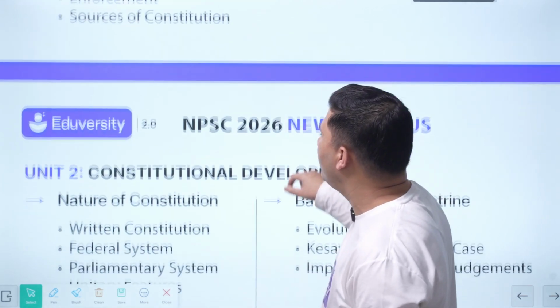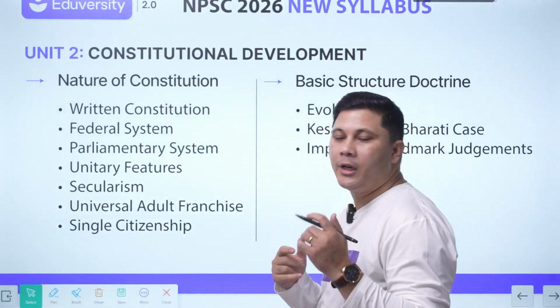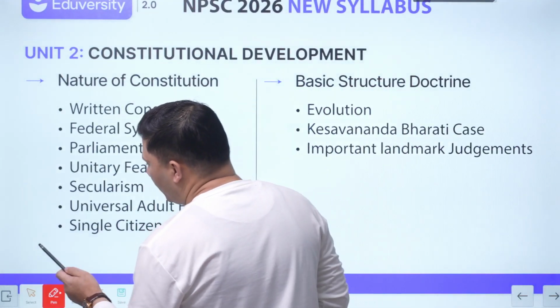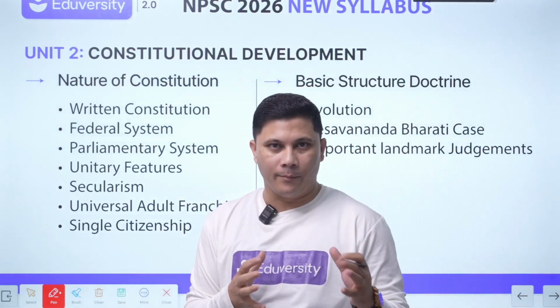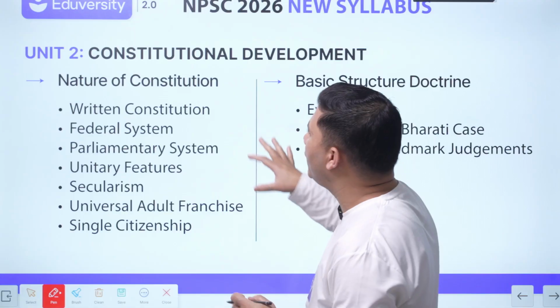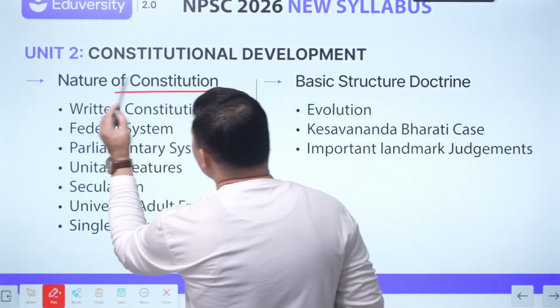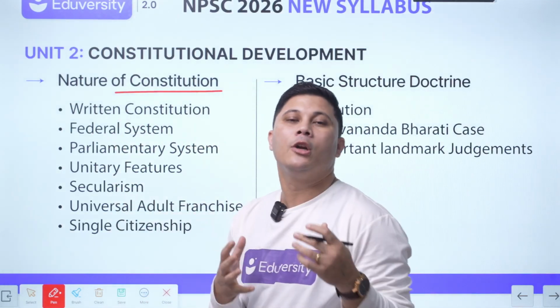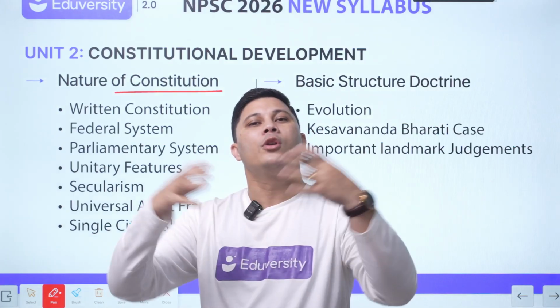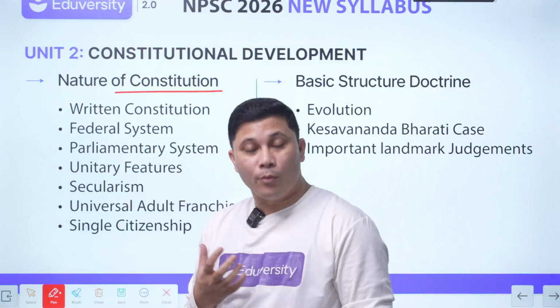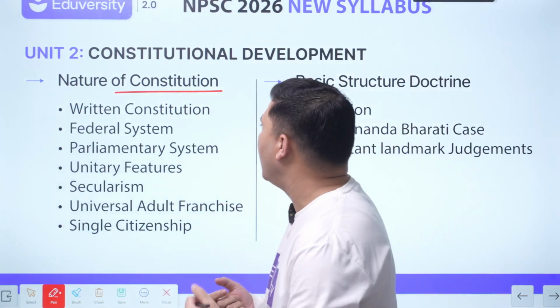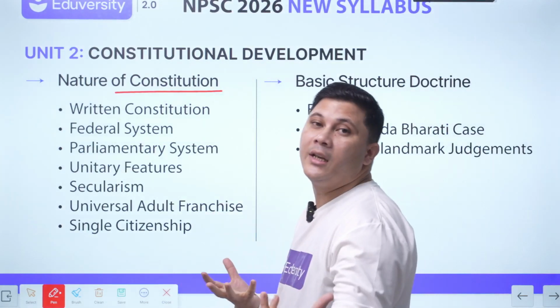All of this information you will need to have. In unit 2 you will have to study the constitutional development, and from here I feel that in the latest pattern a lot of questions will come. In it you will have to learn about the nature of the constitution. The nature of the constitution itself is a broad subject: you will have to study constitutional morality, constitutional autonomy, and the egalitarian constitution.